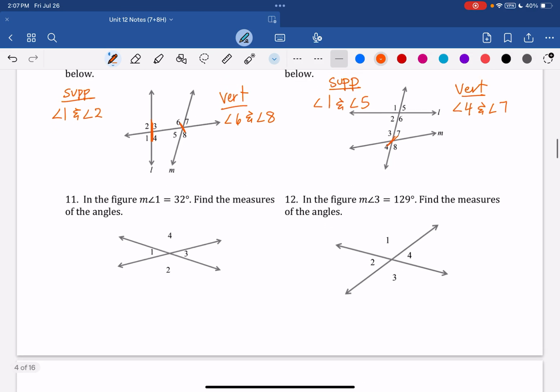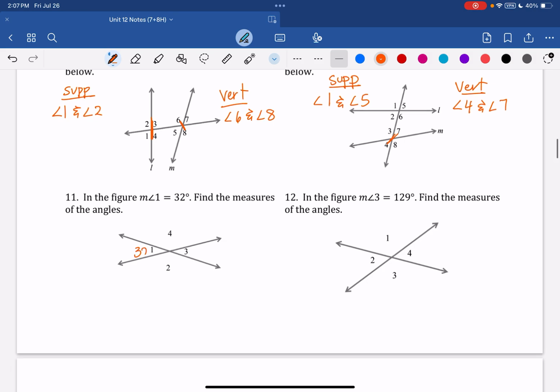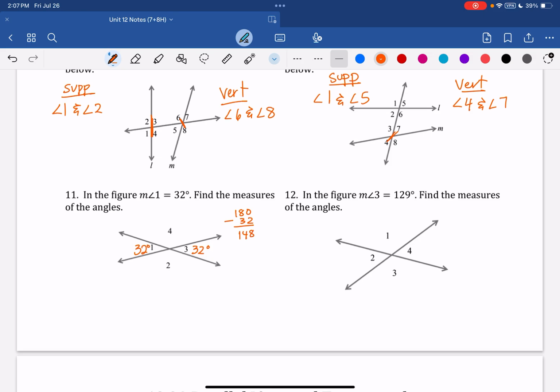All right, in the figure, the measure of angle 1 is 32 degrees. Find the other measures. Angle 3 would be 32, and then 2 and 4 would be supplementary because we have a straight line. So 180 minus 32 is 148. So the measure of angle 2 is 148. The measure of angle 3 was 32. And the measure of angle 4 would be 148.